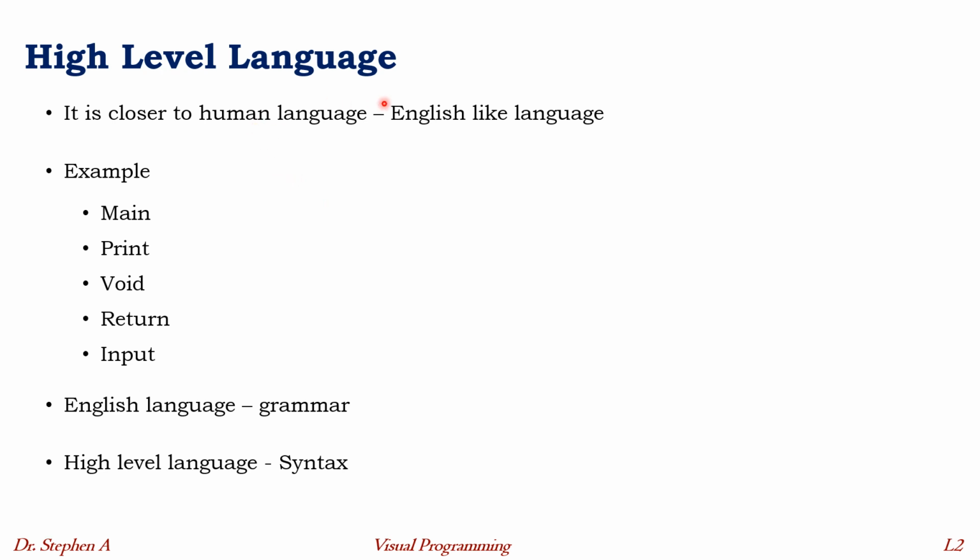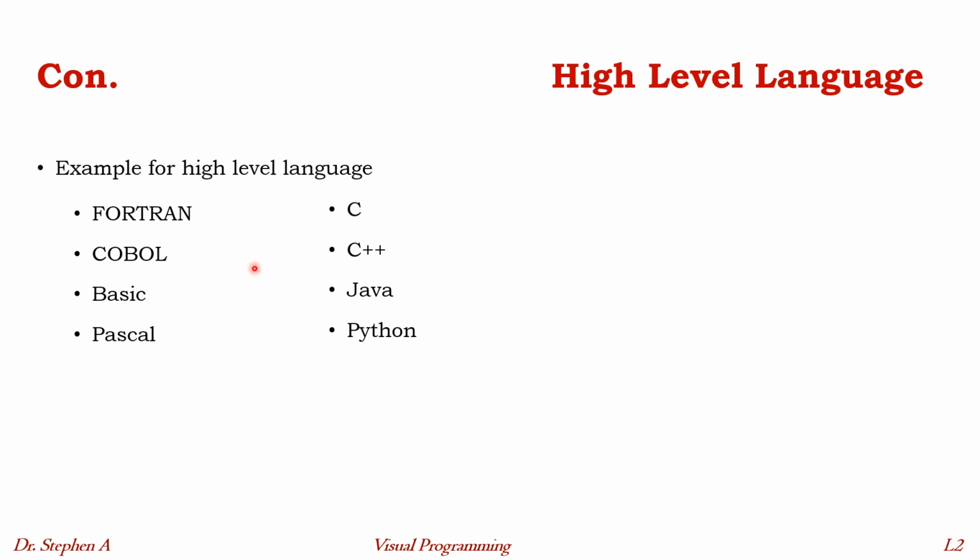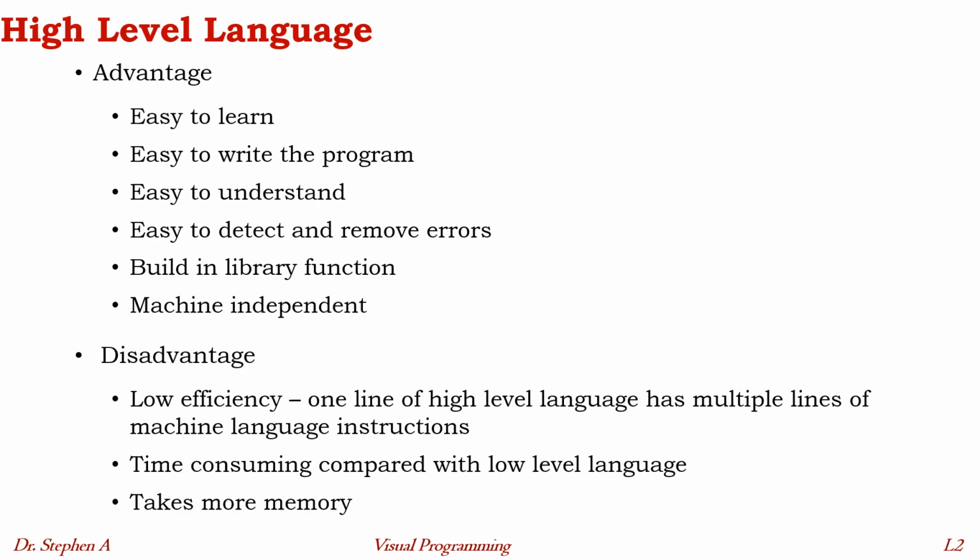Now we move to high-level language. It is closer to human language, so a user can easily understand it. It is like the English language. For example, we use main, print, void, return, input in programming languages. Examples of high-level programming languages are Fortran, Cobol, Basic, Pascal, C, C++, Java, Python.